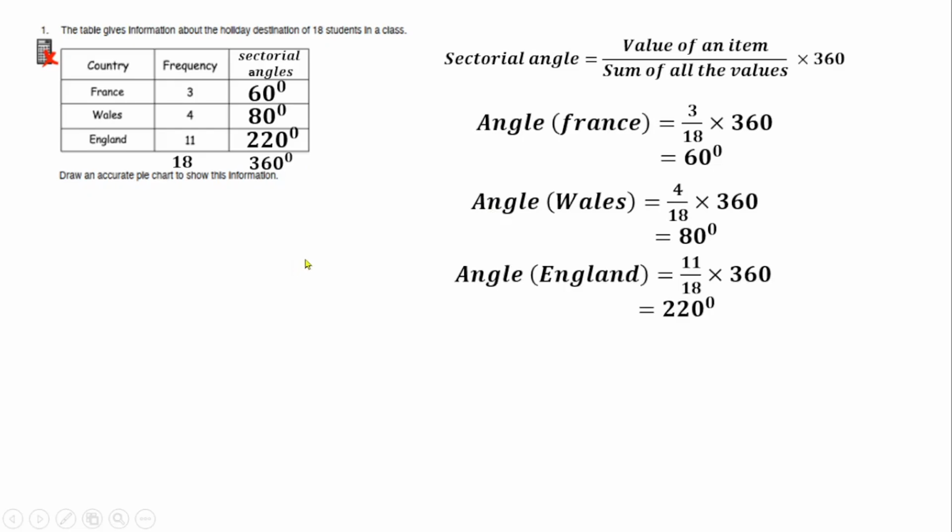Then having done this, the next thing for us is to draw the pie chart, and this is where the compass is needed now, and the protractor. So what do you use the compass to do?